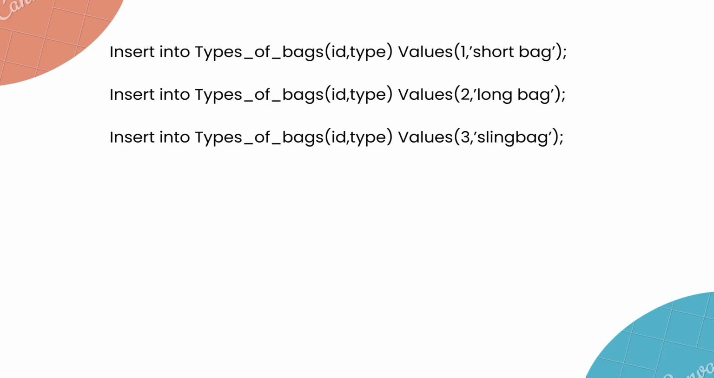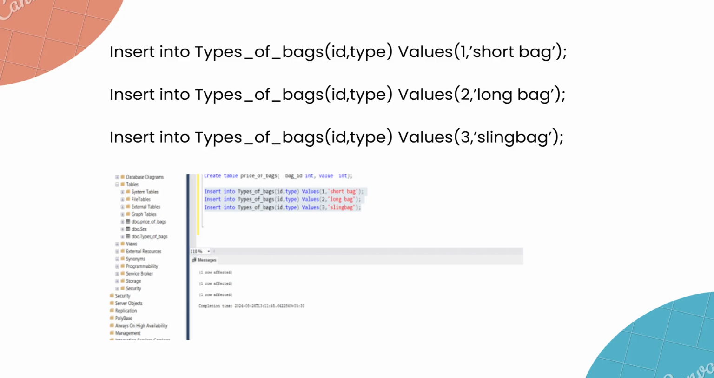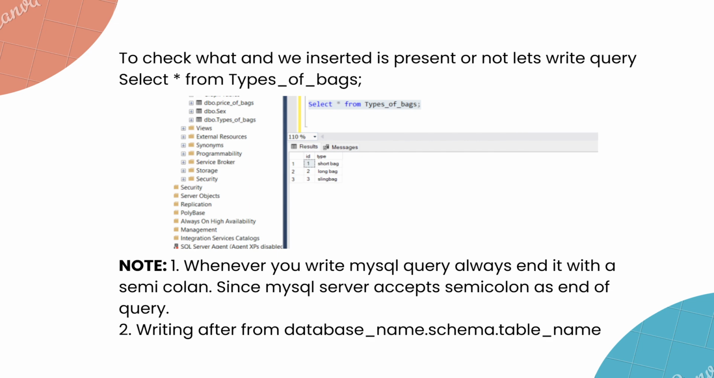INSERT INTO types_of_bags (id, type) VALUES (1, 'short bag'); INSERT INTO types_of_bags (id, type) VALUES (2, 'long bag'); INSERT INTO types_of_bags (id, type) VALUES (3, 'sling bag'); Point to be noted: whenever you write a MySQL query, always end it with a semicolon, since MySQL server accepts a semicolon as the end of the query.